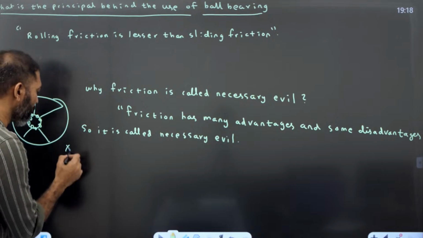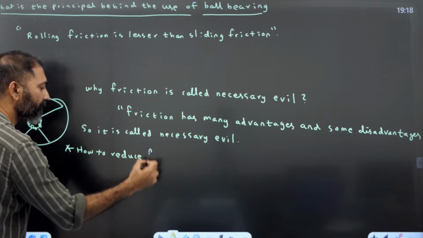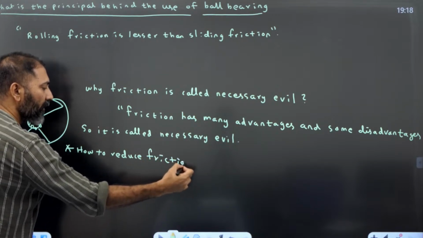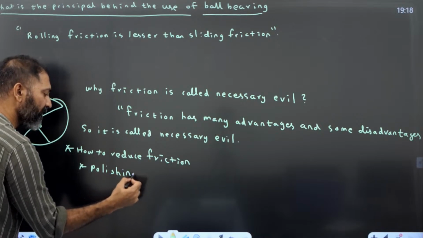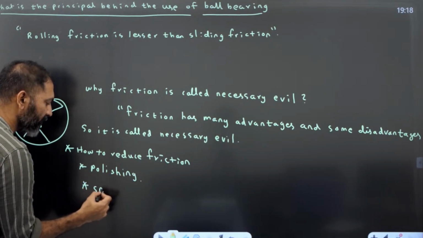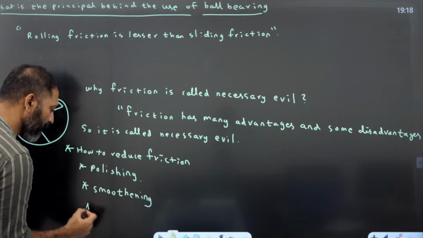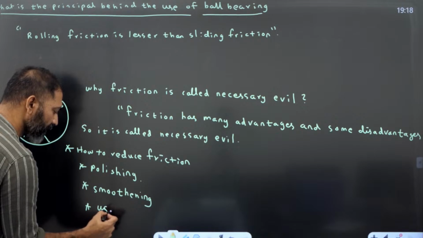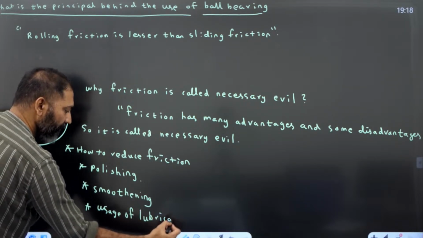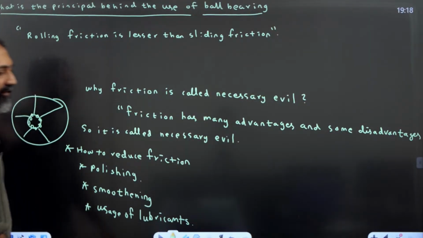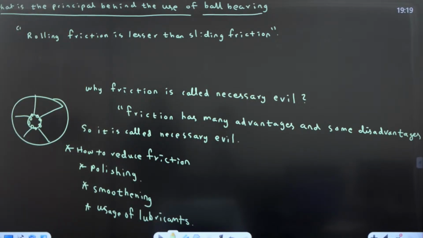Then how to reduce friction? Options: polishing, smoothening, then usage of lubricants. These are the different methods through which you can reduce friction: polishing, smoothening, and the use of lubricants.